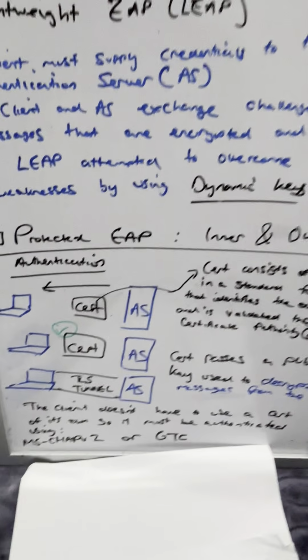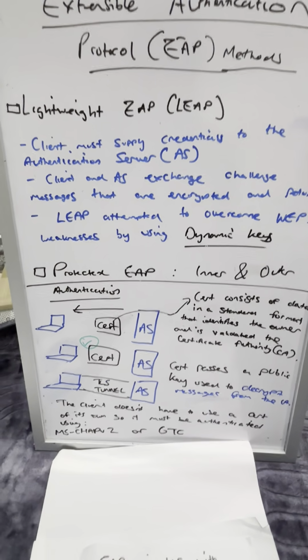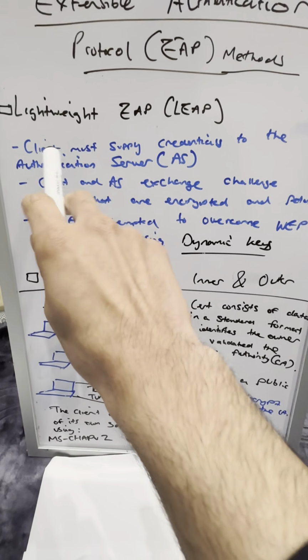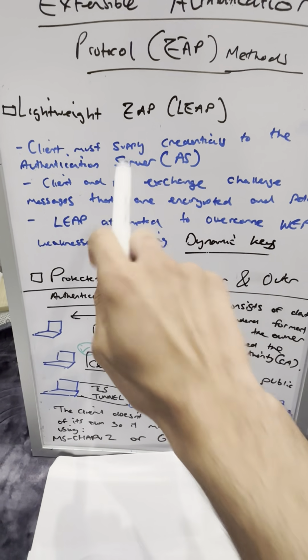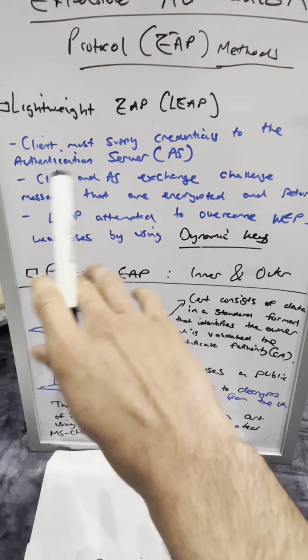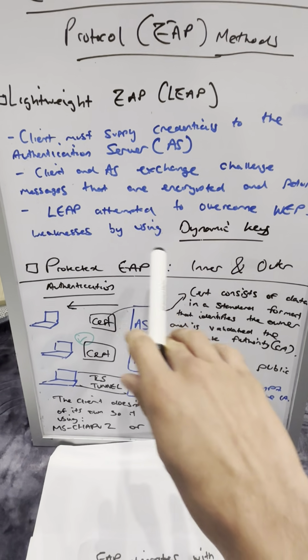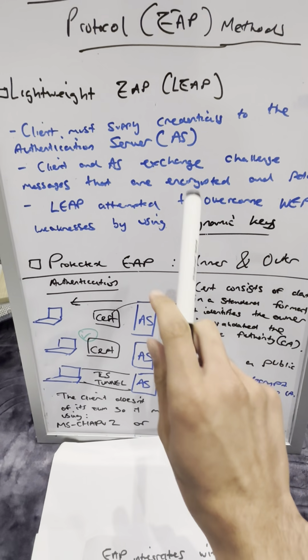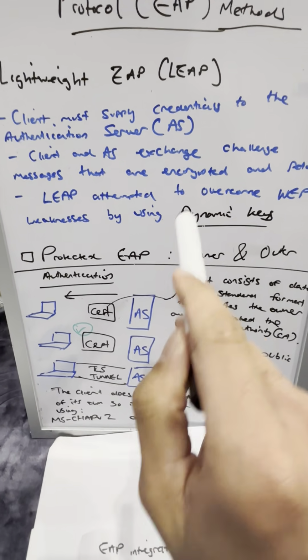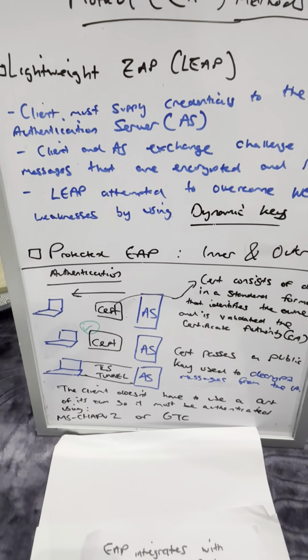Okay, so EAP is what we have as the client. The client is supplying credentials to the AS. The client and the AS exchange challenge messages that are encrypted and returned, and we're using something called dynamic keys to overcome the weaknesses of WEP.